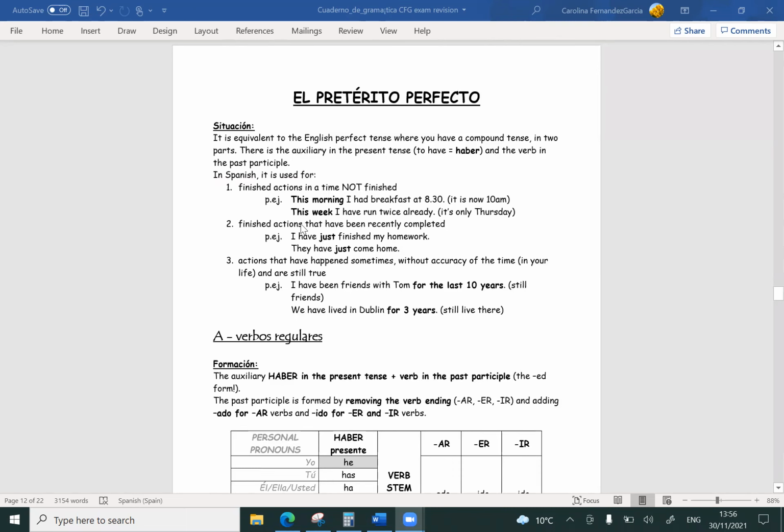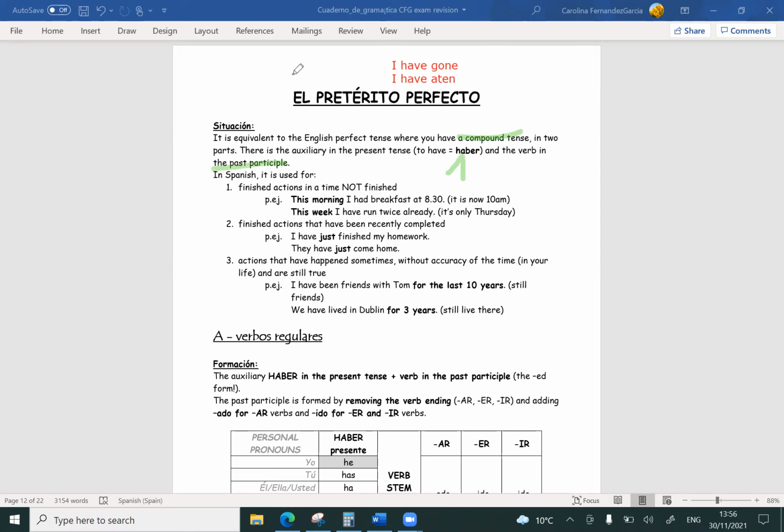Now, let's move on to the preterite perfect. Okay, this is a compound tense. It's when in English you have something like, I have done, I have eaten. So we have two parts. This is a compound tense, okay? The first bit is the auxiliary verb haber, and the other one is the past participle.